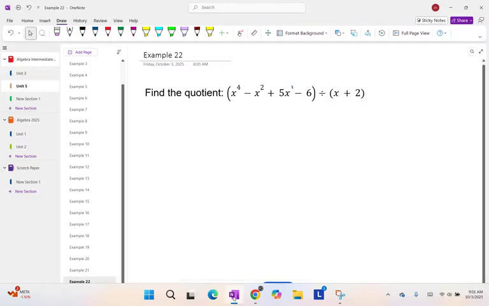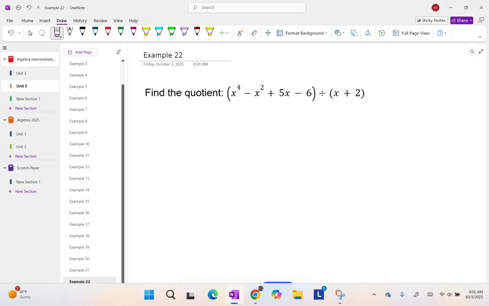All right, guys, in this video, we're going to be taking a look at a little bit more complicated example of using long division to find a quotient. I'm going to try to go through this clearly and explicitly, and by the end of this, hopefully you'll understand a little bit more about the intricacies of using long division.